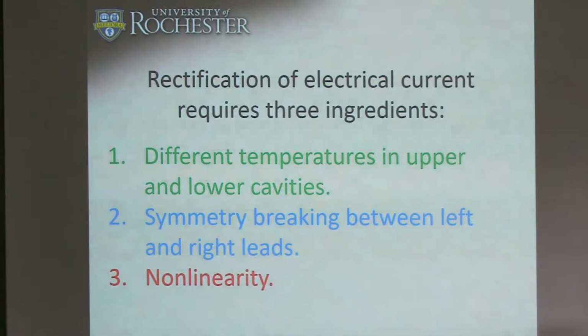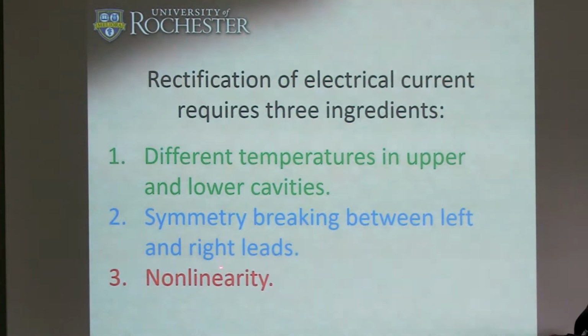The second ingredient is we're going to need some kind of symmetry breaking. Even if we have all the other ingredients, if we have left-right symmetry, then we simply can't create the necessary conditions to generate a current, because I can always invert the geometry about its central axis, and by symmetry arguments I would not be able to create a current, because that would violate the symmetry of the geometry.